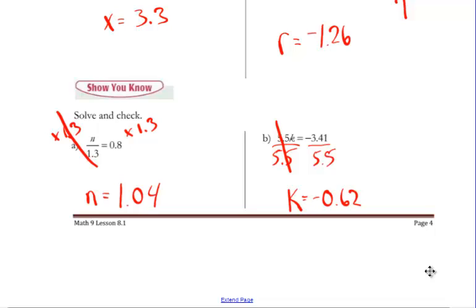The first one, A, it's n divided by 1.3, so the inverse operation is multiplication. So we multiply both the left and the right side by 1.3. That cancels out, leaving us with n equals 1.04. Question B is 5.5k. So that's 5.5 times k. Again, the inverse operation to multiplication is division. So we're going to divide by 5.5 to isolate k. We divide by 5.5 on both sides, and we end up with k equals negative 0.62.